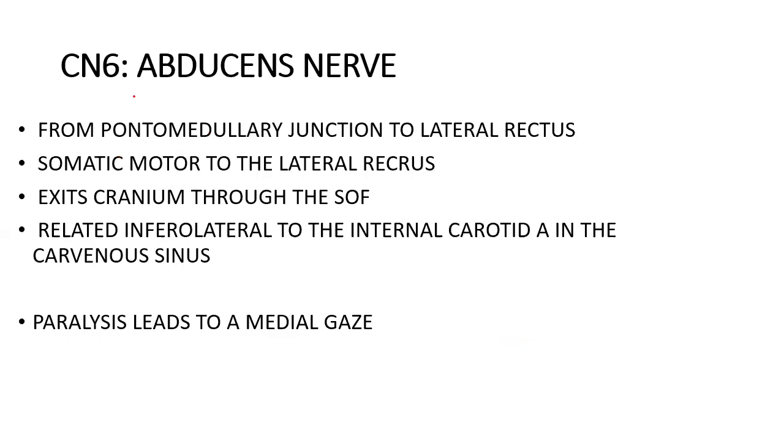Cranial nerve number 6, right? So we are halfway. Cranial nerve number 6 is abducens. I want you to get the word abduction from the abducens, abduction. So abducens nerve. I'll let you know why we call it the abducens nerve. So it's from the pontomedullary junction. Ponto, that is a junction between the pons and the medulla, right?